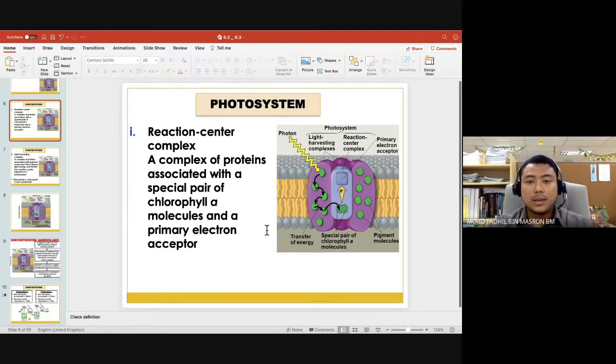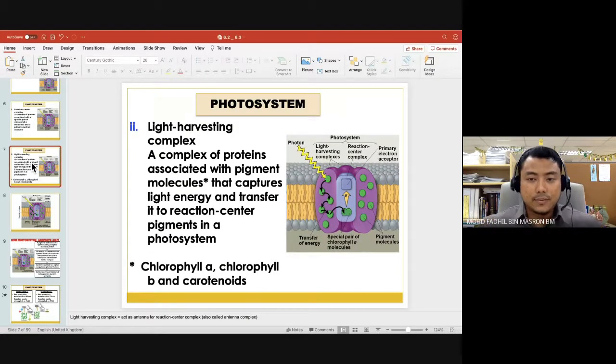Okay, so sebenarnya apa yang dia ada ialah dekat dalam ni dia ada special pair of chlorophyll A molecules. Okay, dan juga a primary electron acceptor, PEA, bukan kacang pea, primary electron acceptor, which is this square over here. So itulah yang ada dekat dalam reaction center complex. Tak susah kan? Okay, next is light harvesting complex.